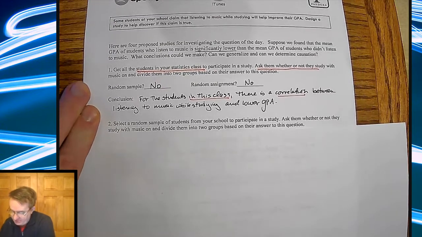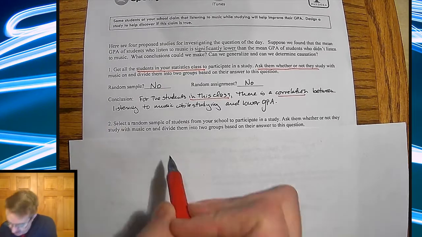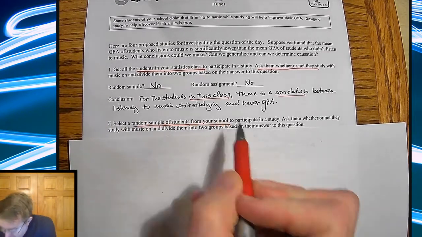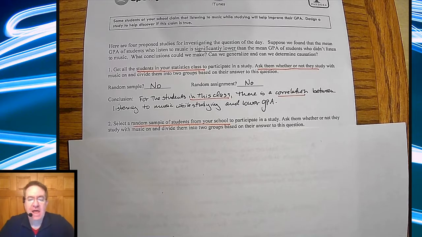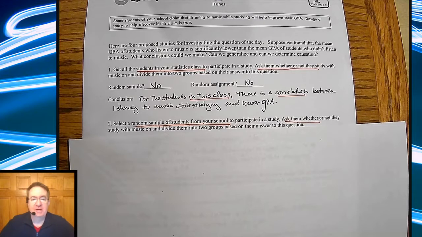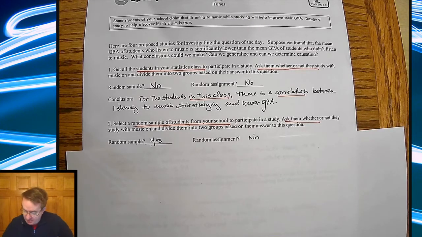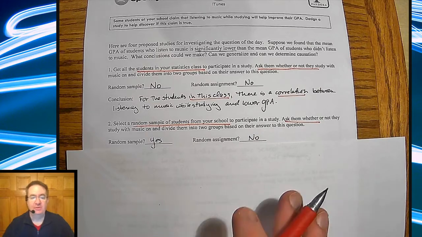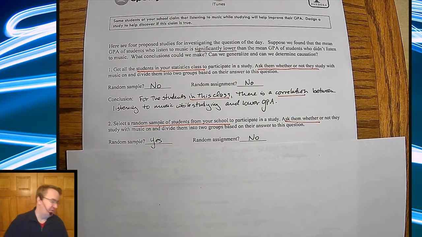All right. So the second one goes like this. We're going to select a random sample of students from the school. So again, a random sample of students from your school. So that's a good sign. Ask them whether or not they study with the music on, and then divide them into 2 groups based on their answer. So we definitely have the random sample, but we don't have the random assignment. You're picking kids at random.